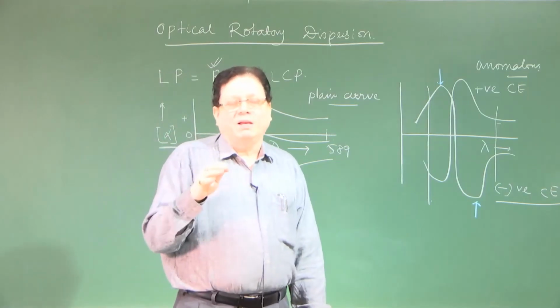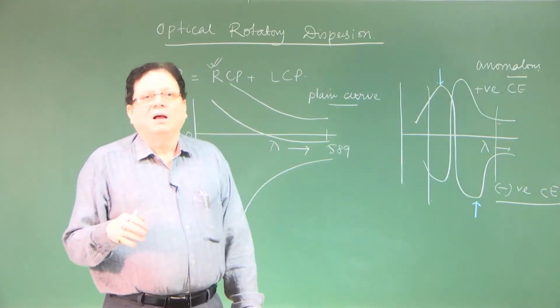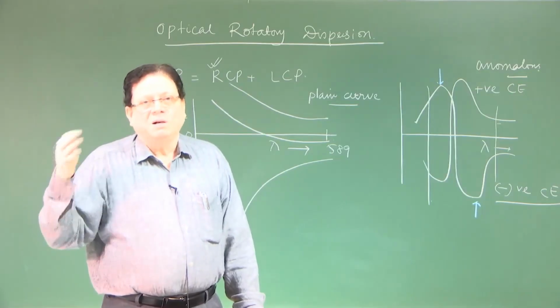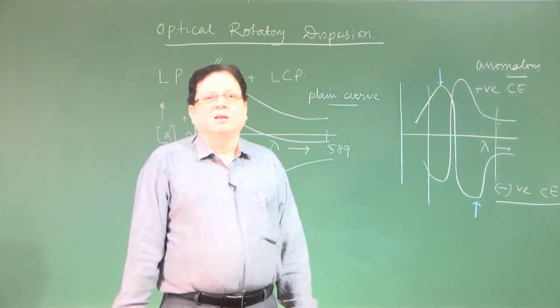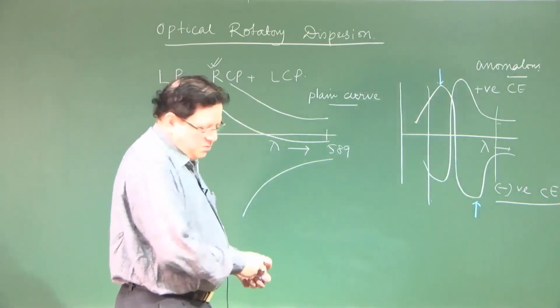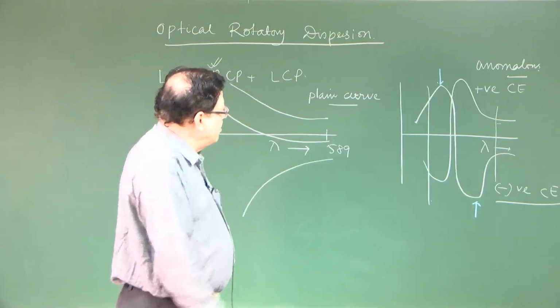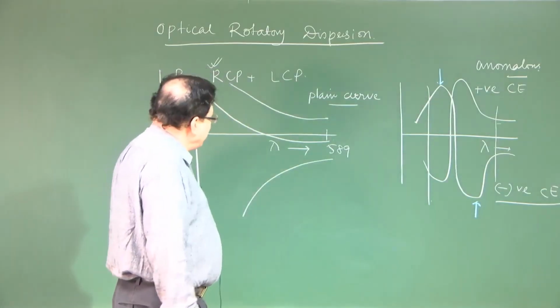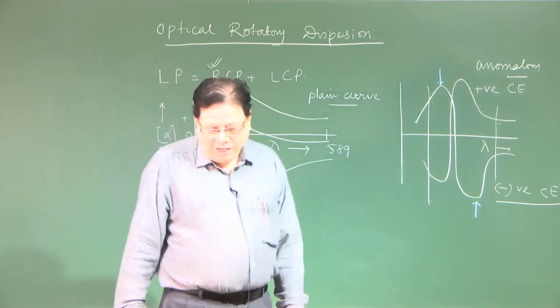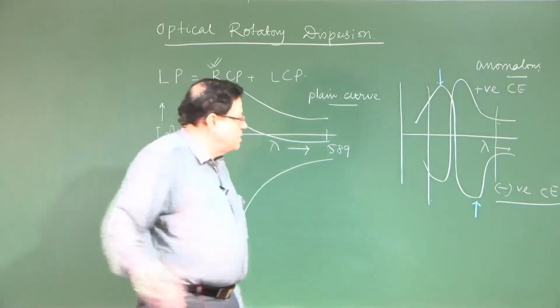Okay. Now, this sign of cotton effect is very important, because by measuring the sign of cotton effect, you can equate the sign with a particular conformation or configuration of a molecule. Okay. So, today we are going to discuss that. First, so that it is clear what is an anomalous curve and what is a plane curve and what is the cotton effect. Okay. So, that we know. Now, let us proceed further.